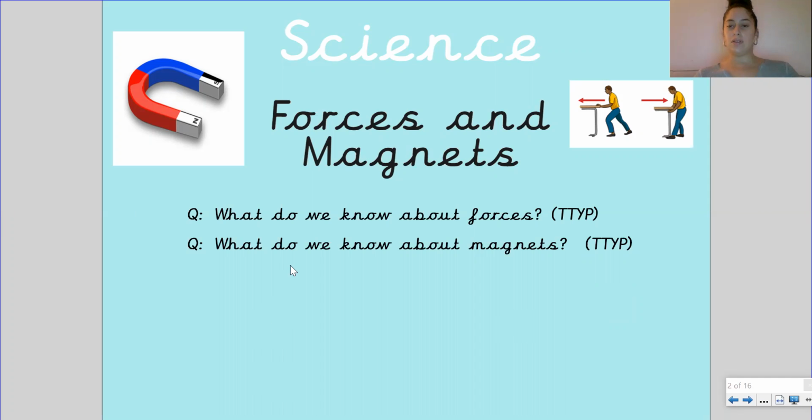What do you already know about forces? So if you look at this picture, it might give you an idea. What is the man doing? In the first picture, he's pushing something, and in the second picture, he's pulling something towards him. If you already know something about forces, think about what you know, or look at this image to help you a little bit. So pause the video and have a think and play the video when you're ready.